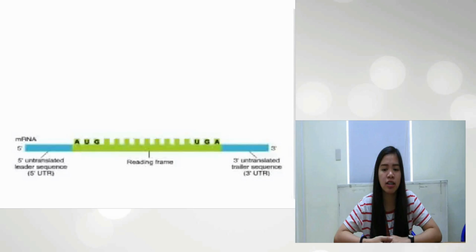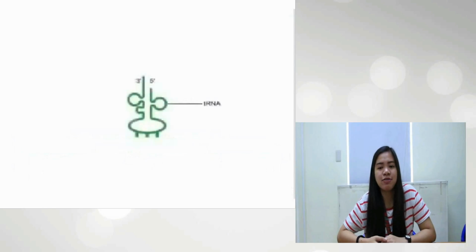mRNAs vary in length because of differences in all three parts of the molecule. Transfer RNA functions to bring amino acids to the growing polypeptide during translation. It consists of a single RNA chain of about 75 to 90 nucleotides, each tRNA having a different sequence of bases.